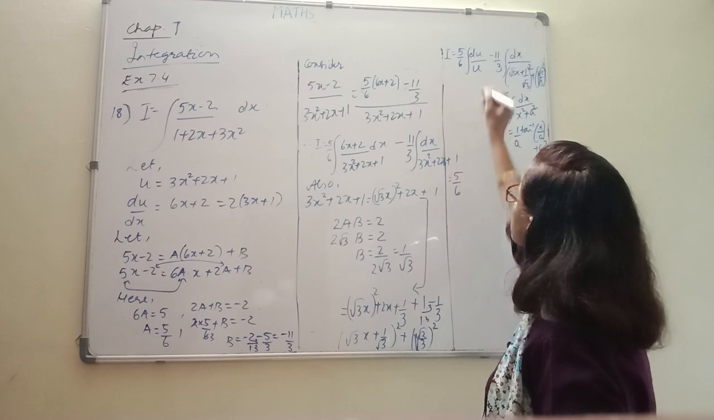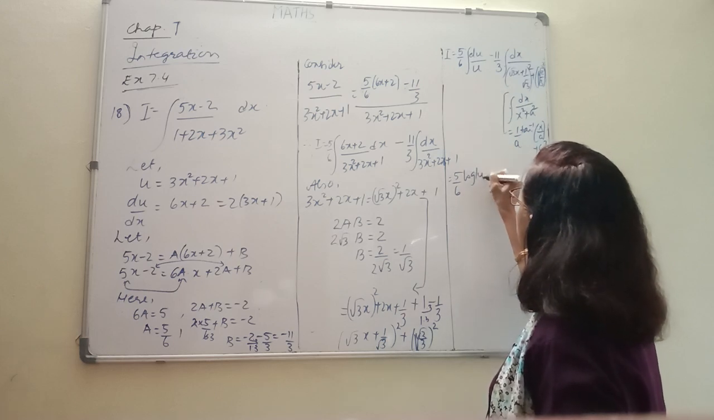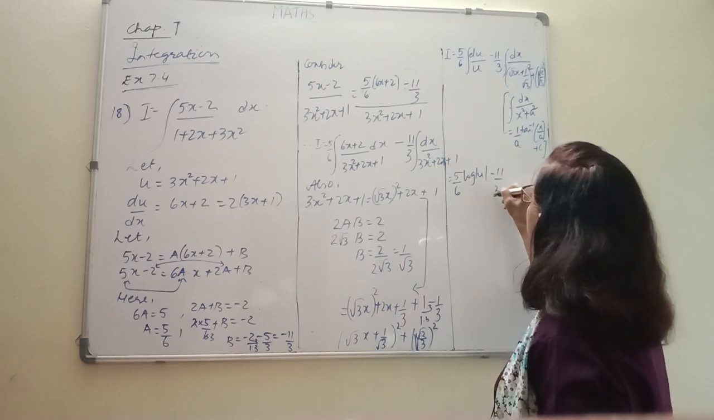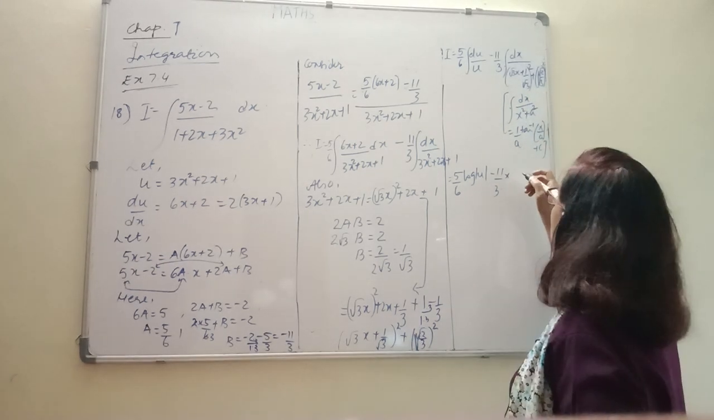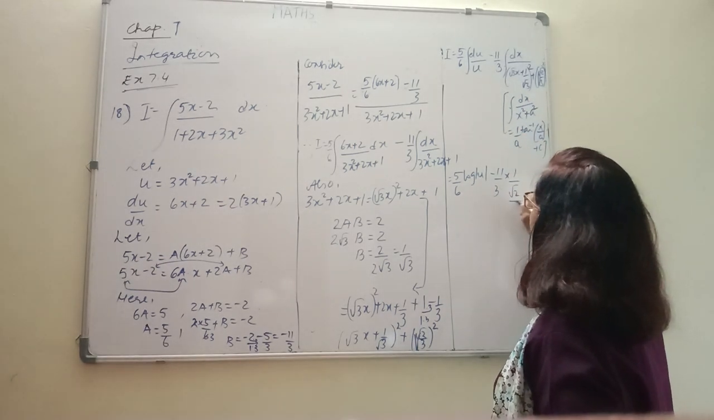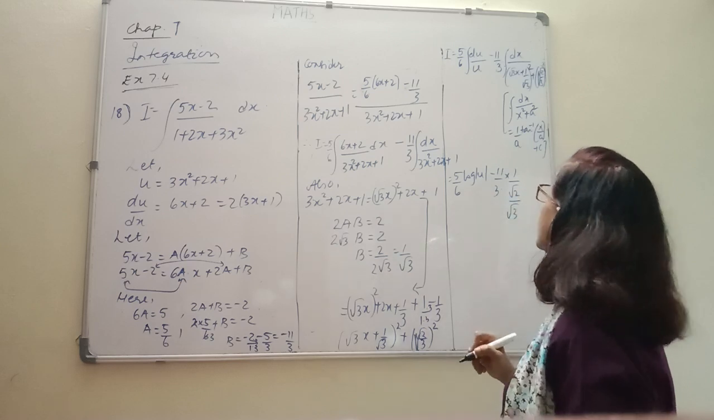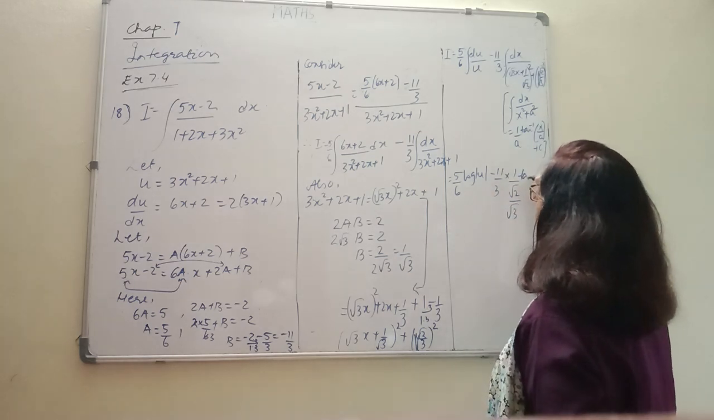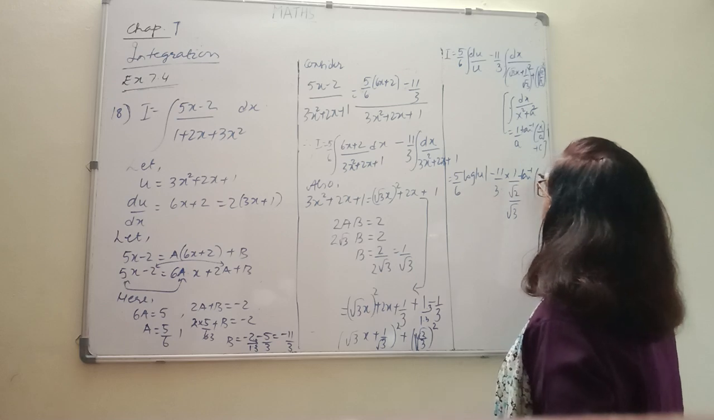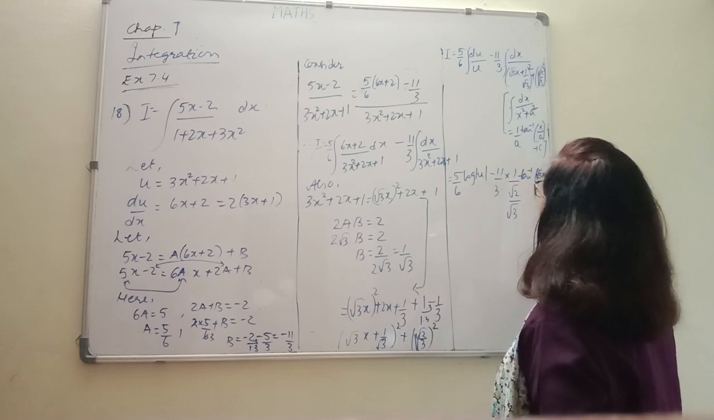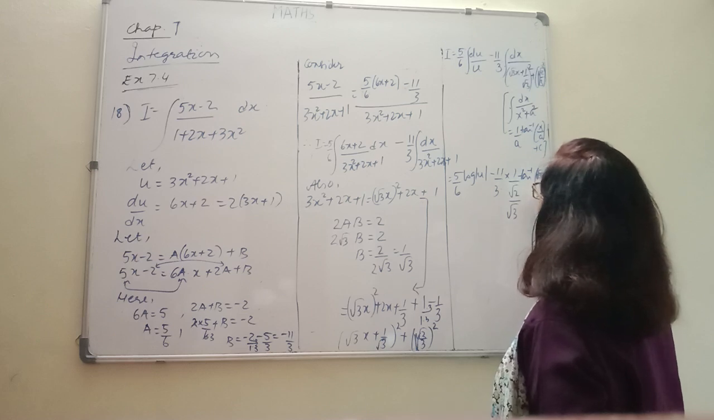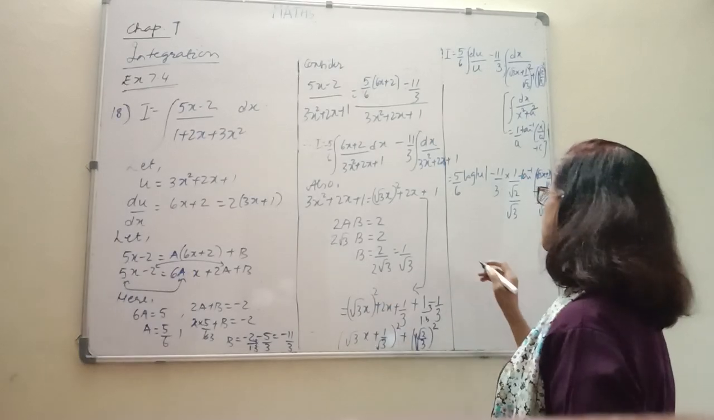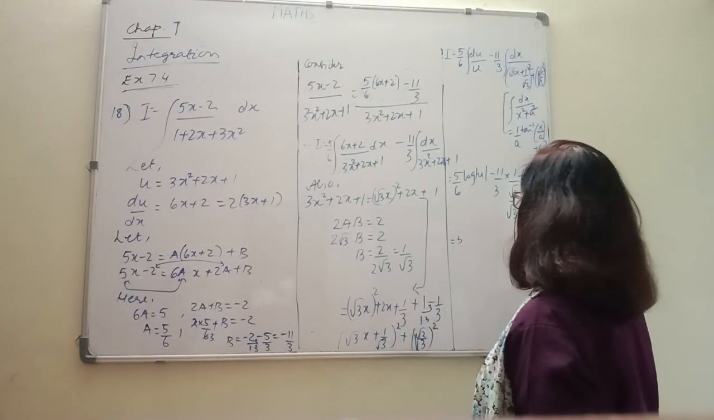5 over 6, this is easily log modulus u, so that part is done. Minus 11 over 3, 1 over a for us is root 2 over root 3. So 1 over a, 1 over root 2 over root 3, tan inverse of x. x is root 3x plus 1 over root 3, and over a is again root 2 over root 3. Oh, a lot of work is there. So this is fine. Plus c. Should never forget plus c.